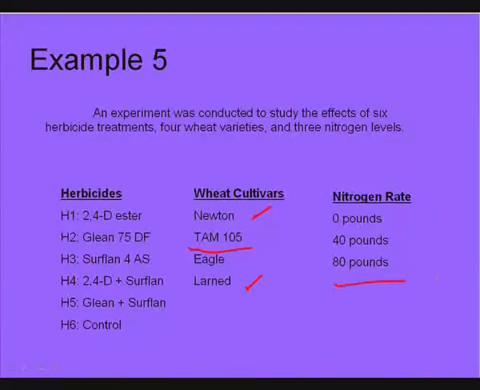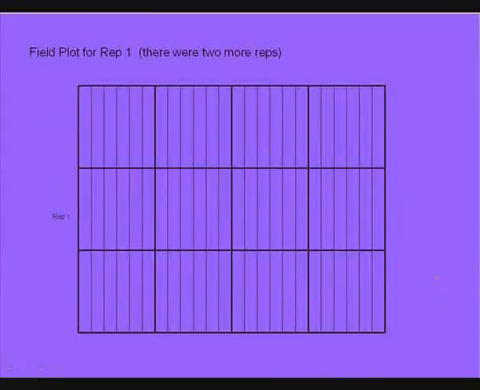So 6 times 4 times 3 is 72 treatment combinations to consider in this 3-way treatment structure. And so a field plot for the way the experiment was going to look was like this. This is a field that has 72 plots in it. If you count the little rectangles there, there's 72 of those. And there were 2 more reps that look just like that.